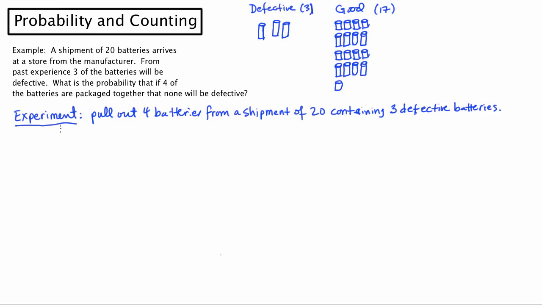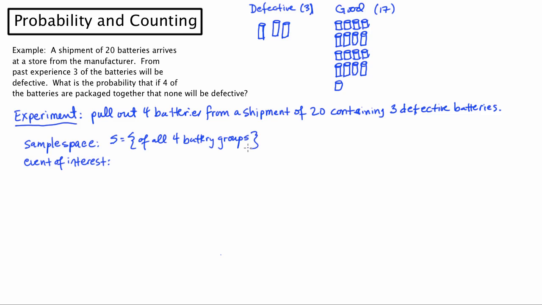Now as we get into this problem, what we need to do first is define the sample space. And then after that, I need to define my event of interest. In this particular case, the sample space is equal to the set of all 4 battery groups. Now, there are a lot of ways to do that. We just need to be able to count them. We don't need to necessarily be able to list each and every one of them out.